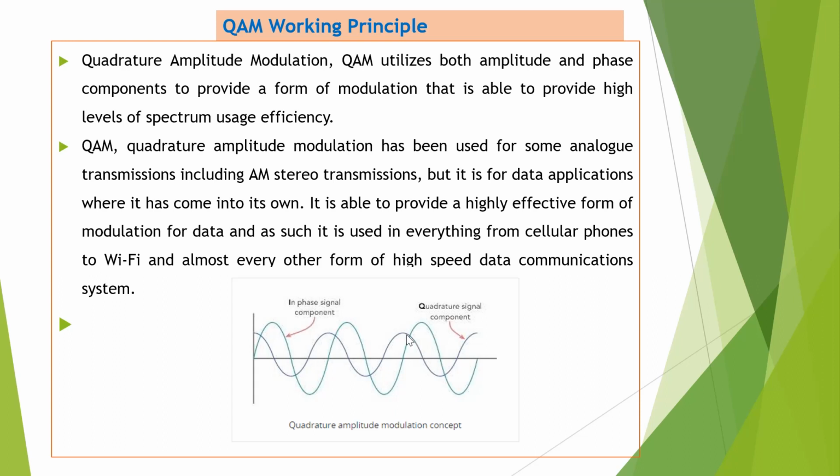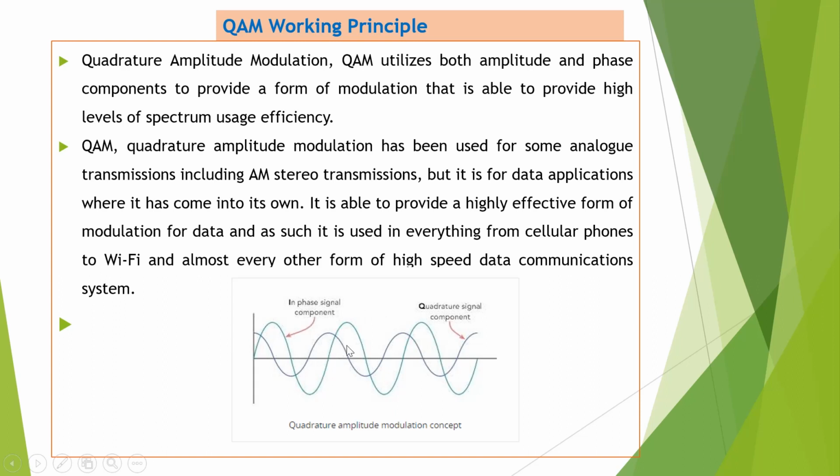QAM has been used for some analog transmissions, including AM stereo transmission, but it is for data applications where it has come into its own. It is able to provide a highly effective form of modulation for data, and as such it is used in everything from cellular phones to Wi-Fi and almost every other form of high-speed data communication.